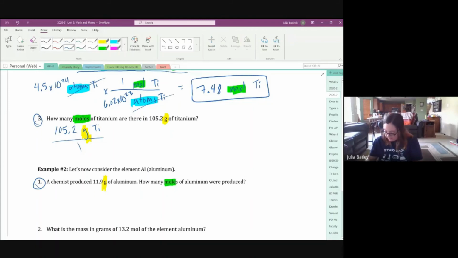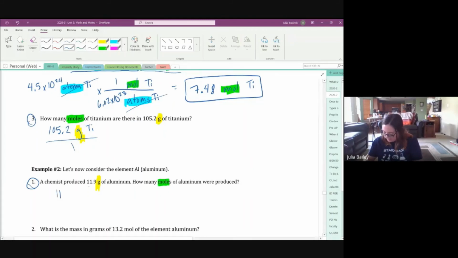For each of them, I color code. For each of them, I find the given number, unit, element. I'm going to label it G for given. That is always going to be the first thing I write. I can write it as a fraction over 1. I don't technically need the over 1.